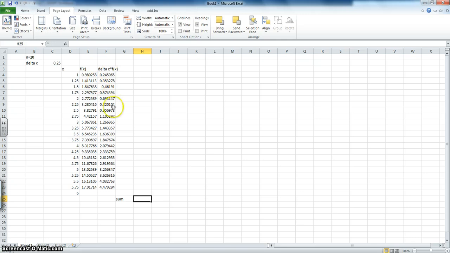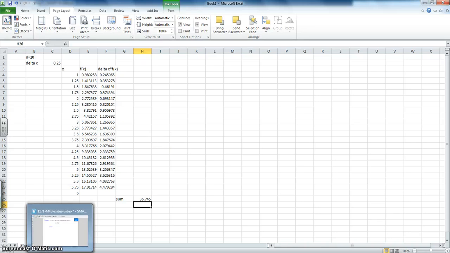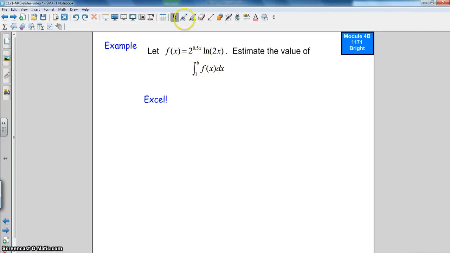So I have all the different areas, and now according to the Riemann sum, I just have to add them up. So this is equal to the sum of all these added up, and I get about 36.7. Okay, so right now, if we go back to our notes, we say that this is approximately equal to about 36.7.